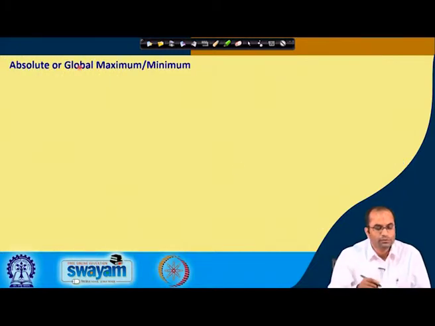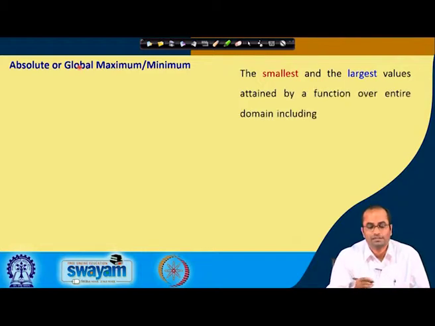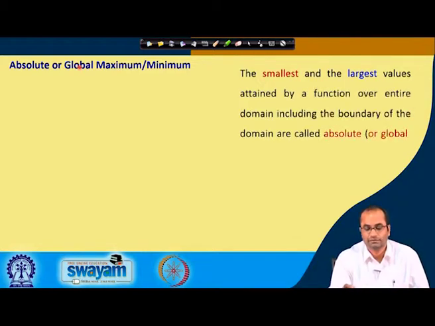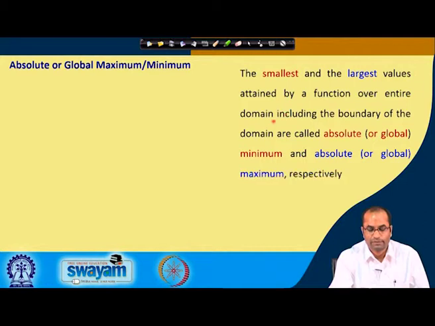So, what is the absolute or the global maximum and minimum? The smallest and the largest values attained by a function over the entire domain, including the boundary of the domain, are called the absolute or global minimum and absolute or global maximum respectively. So, here we are not talking about what is happening locally around a certain point, but we are talking about the smallest and the largest values attained by the function over the entire domain.